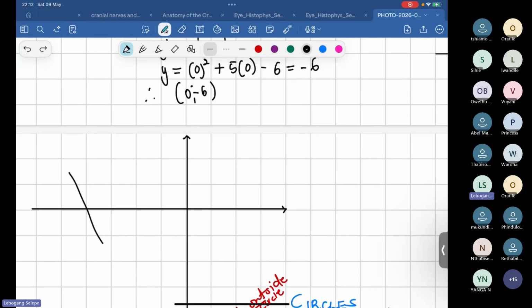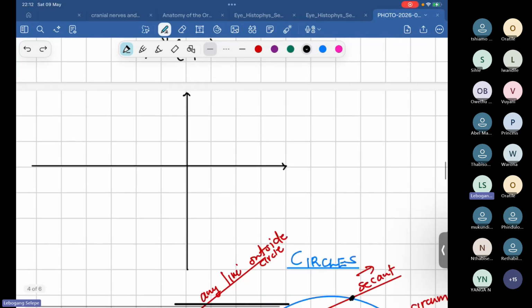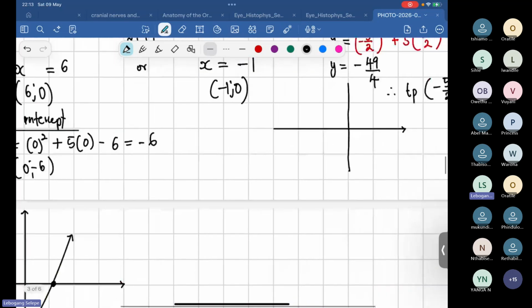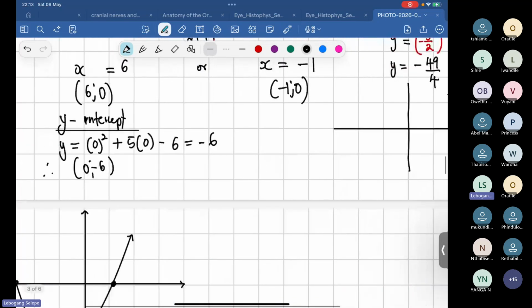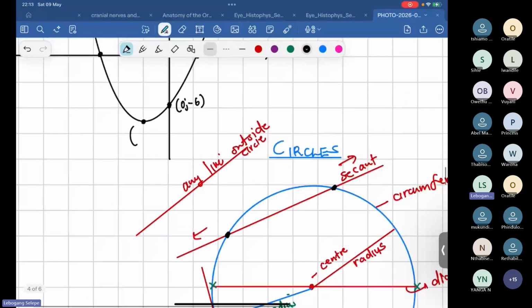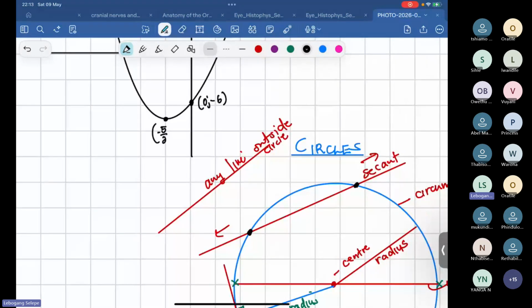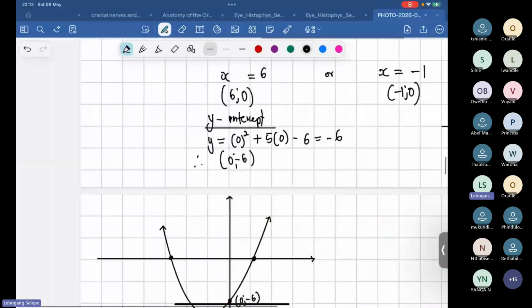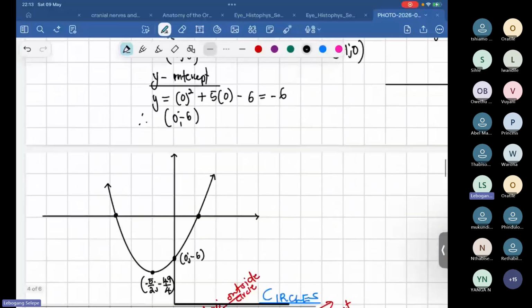It's not going to be perfect because of these breaks. Let's try and move it like that. Yay, it worked. Now, yes, thank you for that. This is going to be 0 is to negative 6. This will now accommodate our x-intercepts, and this is going to be our turning point. Negative 5 over 2 is to negative 49 over 4. Like this. Then our x-intercepts, we calculated them as 6 and negative 1.